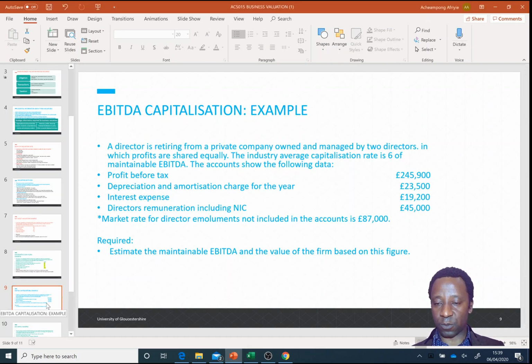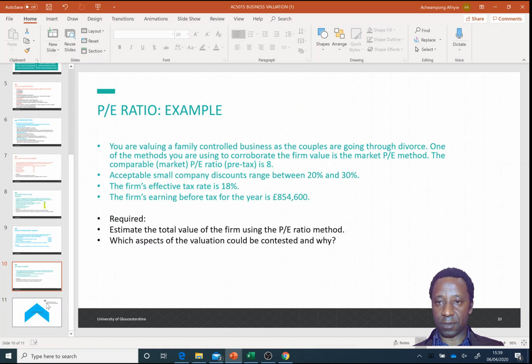Finally, let's look at the final example. So the final example is where you have to value on the basis of a benchmark again, right? Benchmark again. This time the benchmark is not EBITDA. The benchmark is the PE ratio.